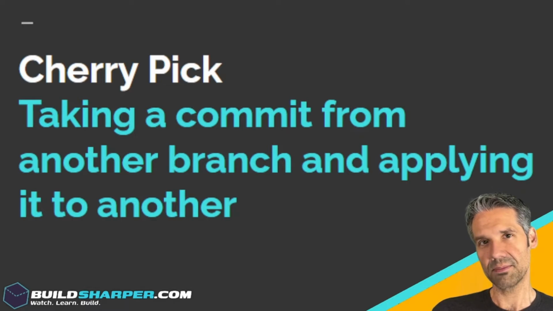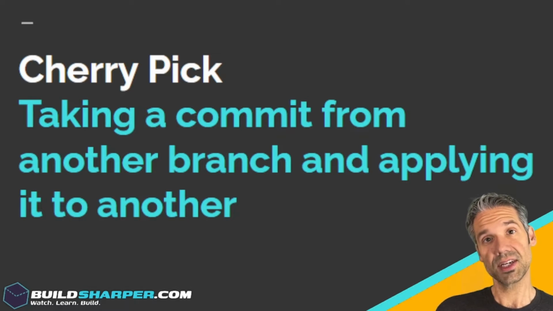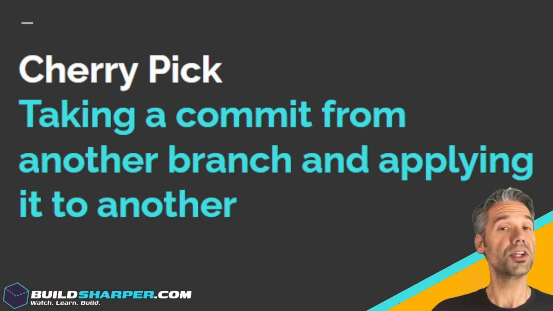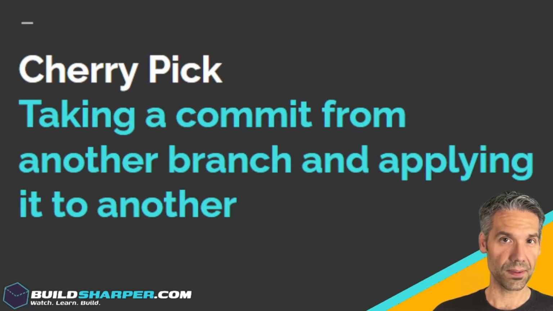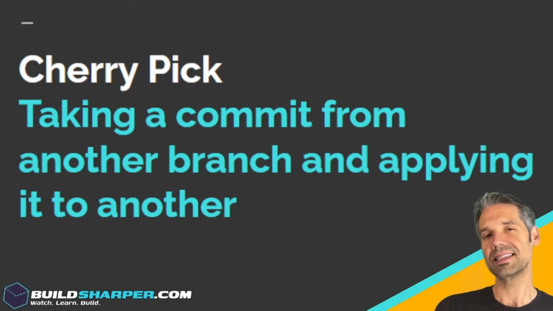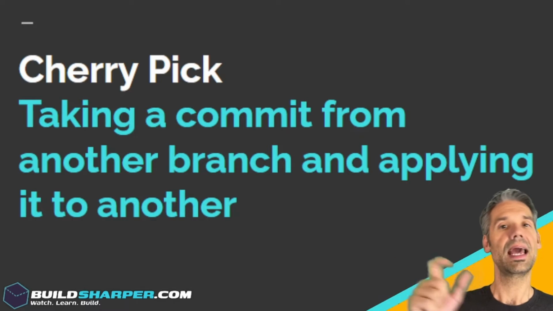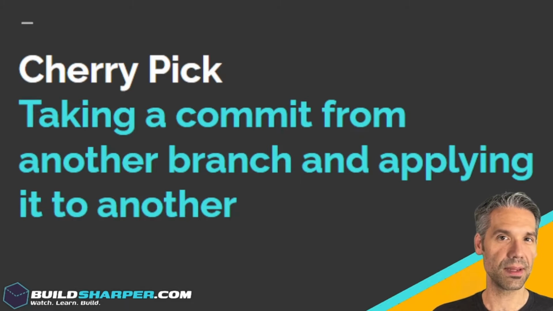But if a bug fix is made way up in master, well then that isn't reflected down in my feature branch. I have to pull that commit into my feature branch so that it doesn't get stepped on when I then merge my code up. To do this, we're going to cherry pick. Cherry picking is taking a commit from another branch and applying it to another. So once that hotfix is applied to master, that commit I can then cherry pick and move it down into my feature branch. So I'm going to hop over to the board and let's visualize some of these things.